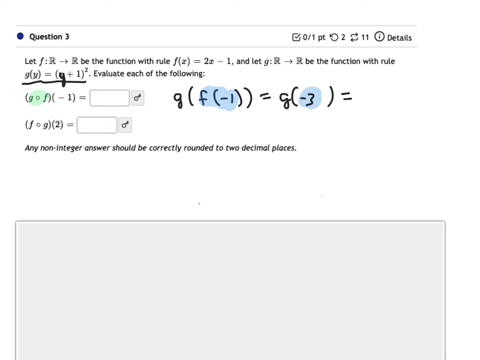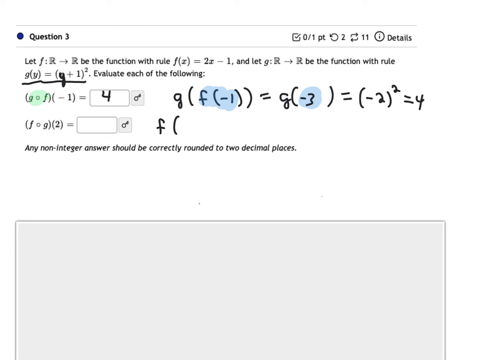The rule for g says you take the input and add 1 and square it. So if we add 1 to this input, we'll have negative 2. And if we square that, we'll get 4. So the answer here is 4. So we'll do it one more time with this other one.